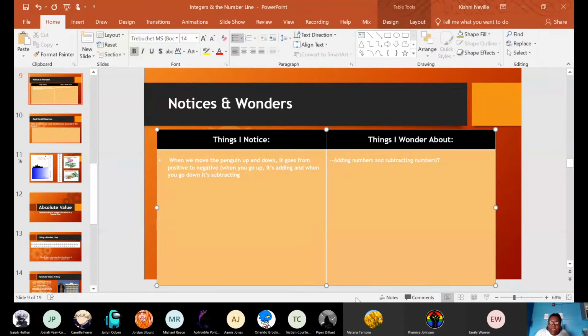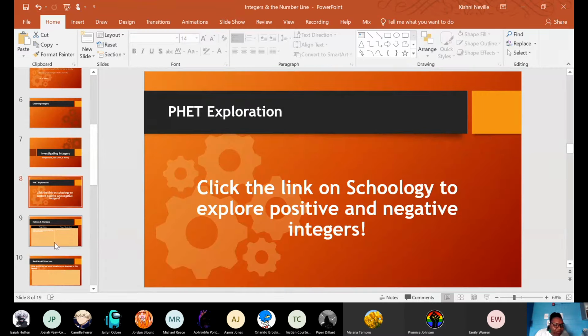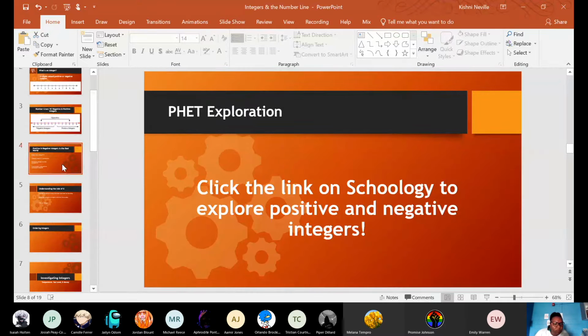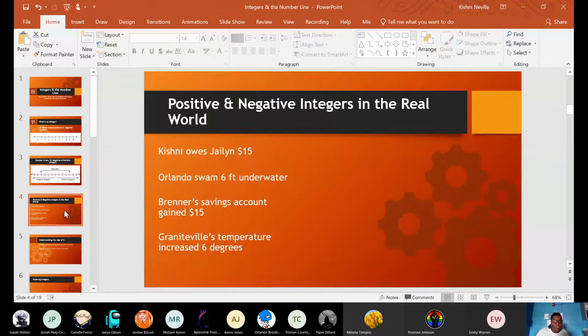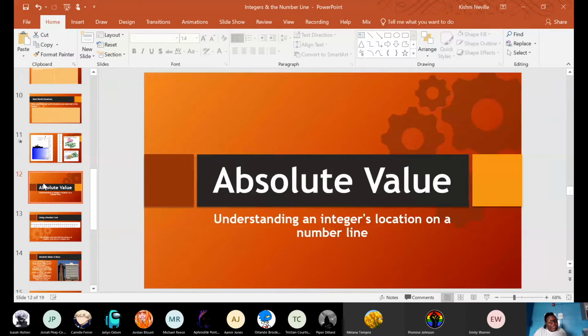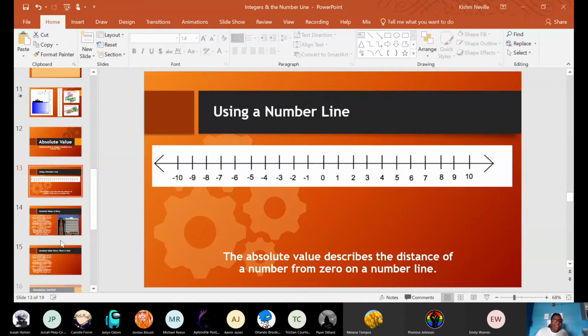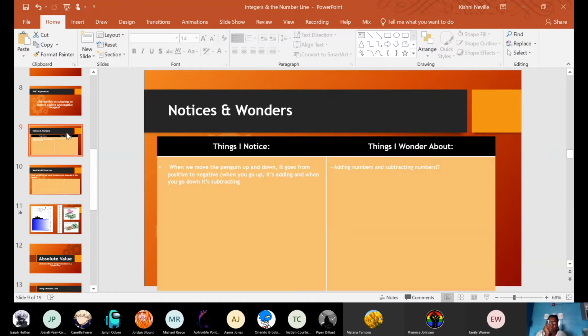Very good, guys. Can someone remind us as a class, what is an integer? What is an integer? We find those on our number line. Sometimes we have negative integers or positive integers. Can someone remind us from yesterday, what is an integer? A whole number valued positive or negative numbers.